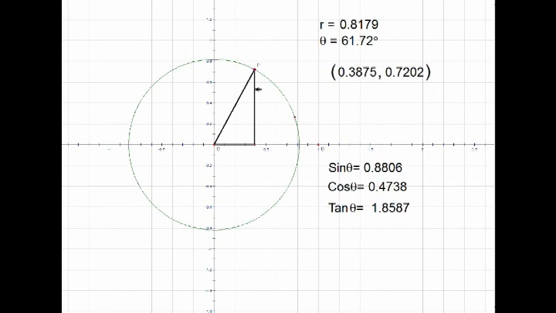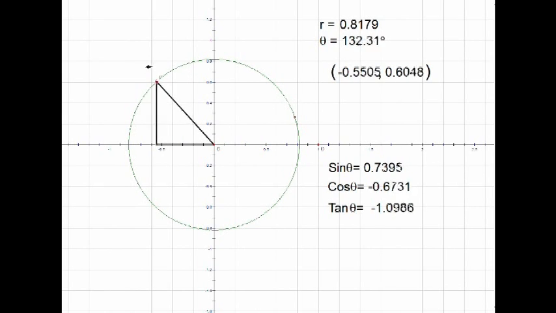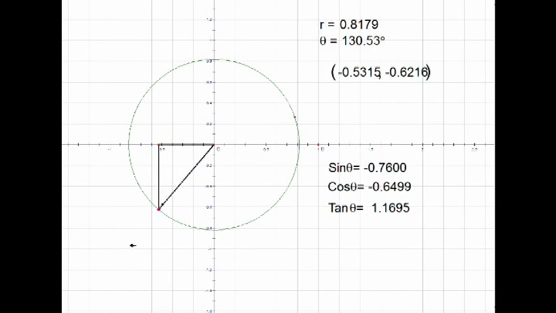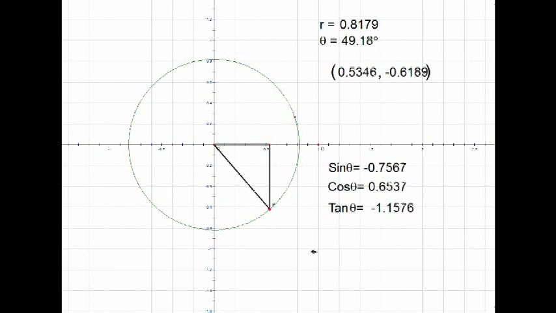So cosine is positive over here and it's negative over here. And tangent, since it has to do with sine and cosine, is actually the ratio of sine over cosine. Tangent is going to be positive wherever sine and cosine have the same sign. So tangent's positive in the first quadrant because sine and cosine are positive. Because sine and cosine have opposite signs here, tan is negative. Because both sine and cosine are negative down here, tan is positive again. And because sine is negative and cosine is positive in the fourth quadrant, tan is going to be negative.